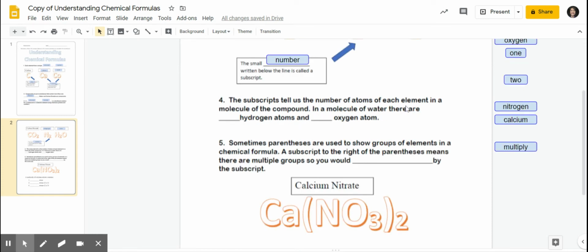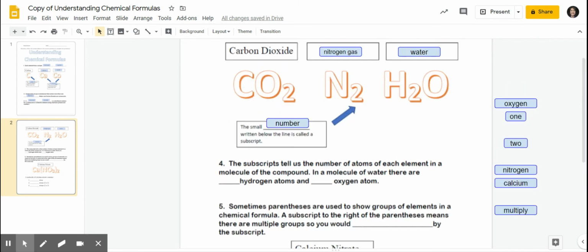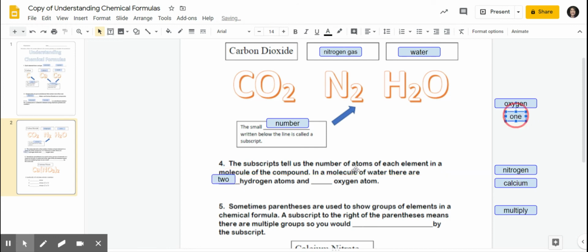So taking a look at the water molecule, how many hydrogen and how many oxygen? There are 2 hydrogen and 1 oxygen.